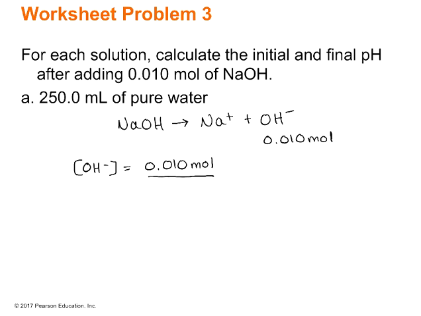So what would 250 milliliters be in liters? So you should have said 0.25. And you can also plug that into your calculator, that's fine. Okay, so now what is 0.01 divided by 0.25? You should get a concentration of 0.04 moles per liter. And I'll add another 0 on there for sig figs. Okay, so now we have what we need to calculate the pOH.